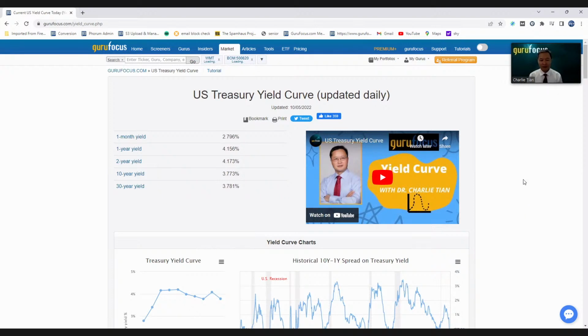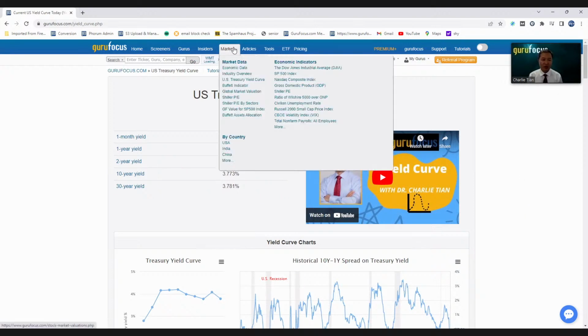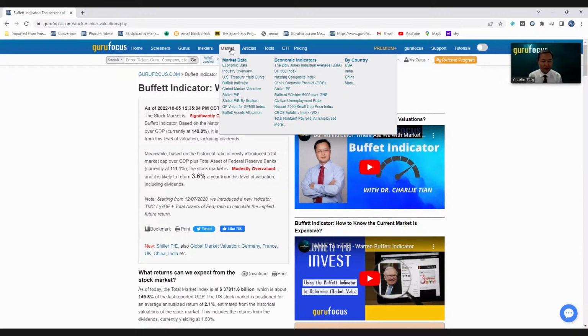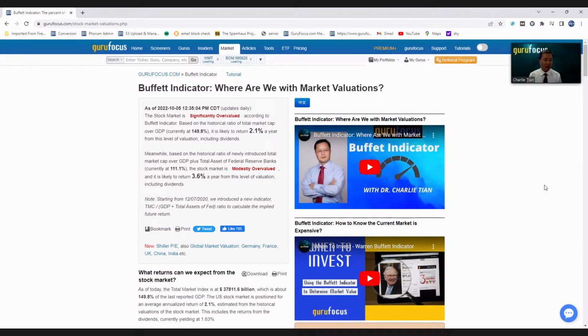And a related chart, also very frequently checked these days, is the Buffett Indicator page. The Buffett Indicator page shows us where we are with the market, where we are with the market valuation, and also what the possible future returns are.